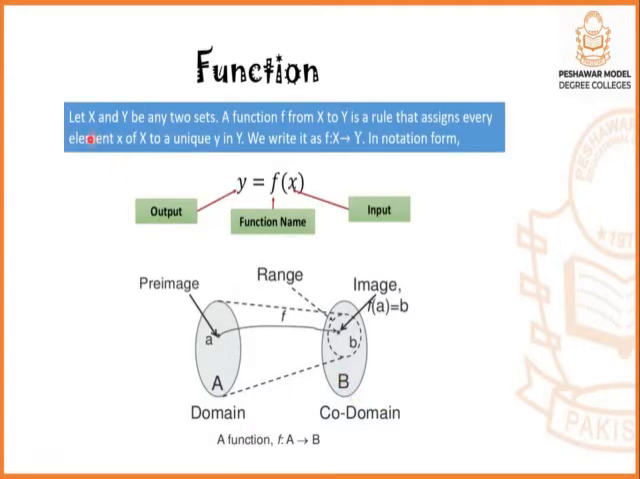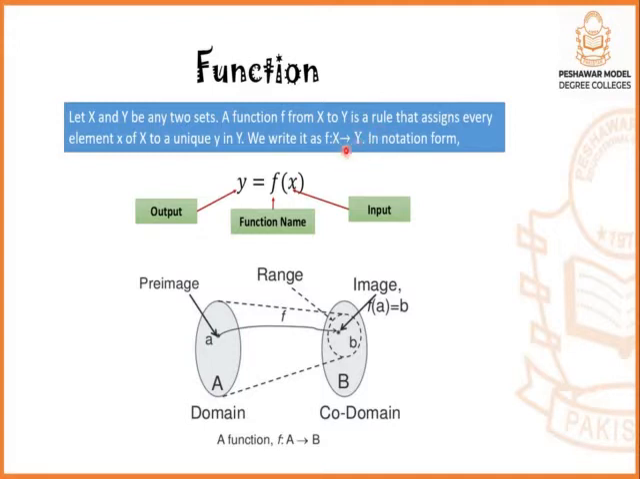Now let us consider if we have x and y be any two sets, a function f from x to y is a rule that assigns every element x of x to a unique y in y. It means that every element of x must have an element in set y. We write it as f from x to y. In notation form, if we apply f on x, we get y.